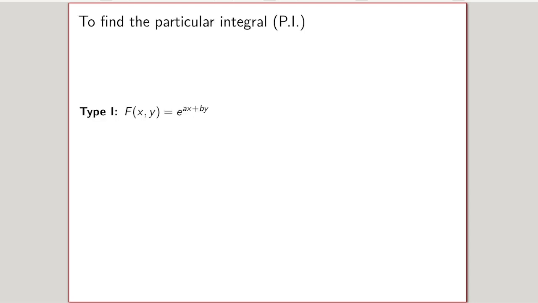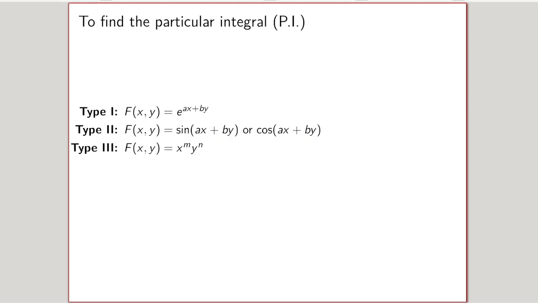Now let us find the particular integral for some standard types of right hand side terms. The first type is f(x, y) = e^(ax+by), and the second type is sin(ax+by) or cos(ax+by). The third one is powers raised for x and y terms, x^m y^n. Type 4 is e^(ax+by) multiplied with either a type 2 or type 3 problem, and type 5 is f(x, y), which can be any function.